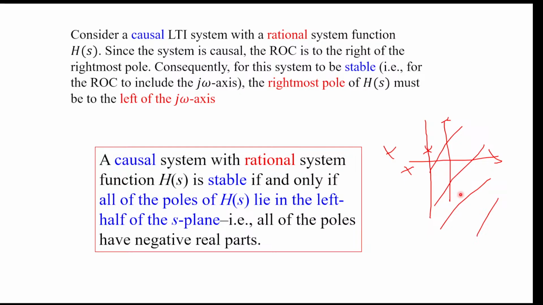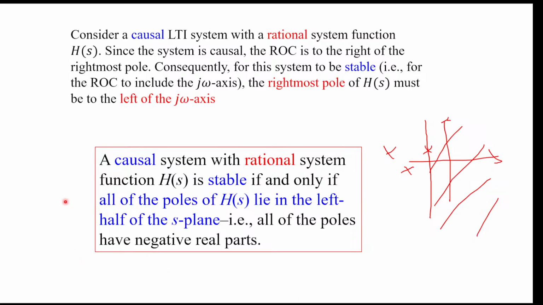And so if we combine all those things, then we know this ROC, to the right of the rightmost pole, should also include the jω axis. And that means that this rightmost pole must be left of the jω axis. Okay. So this is just combining everything we know and derived, and we arrive at this conclusion.